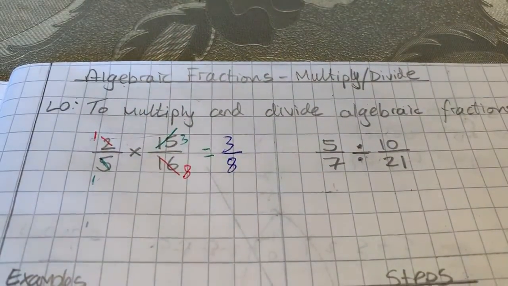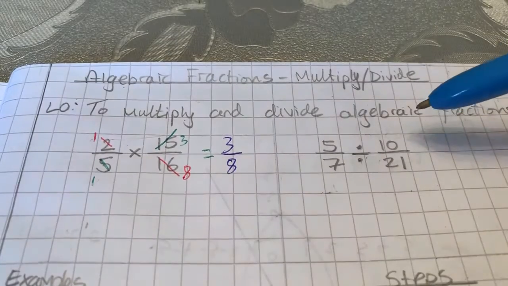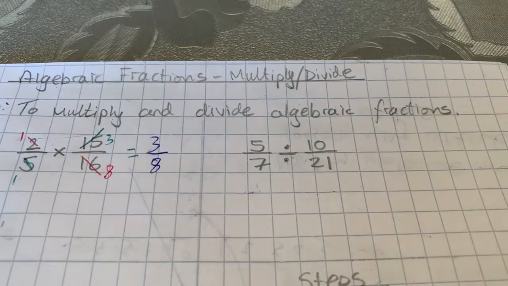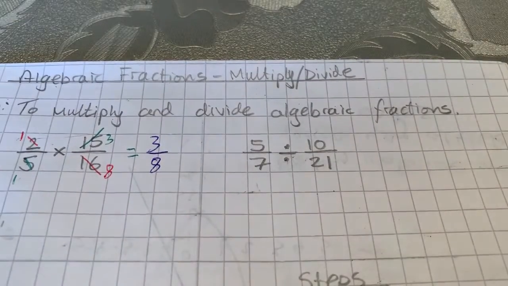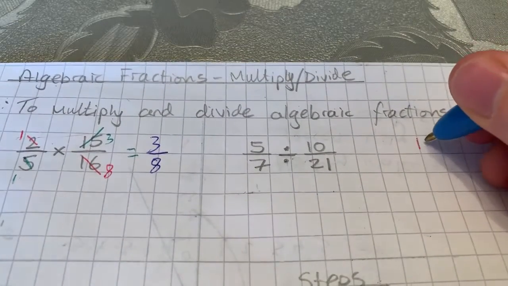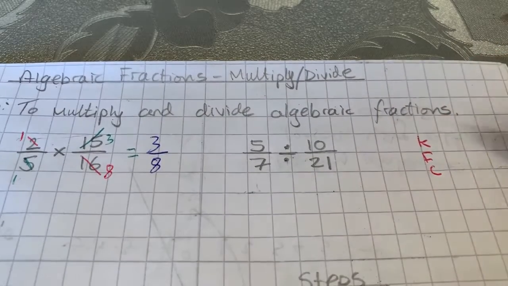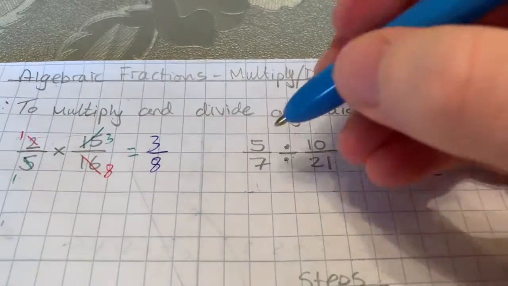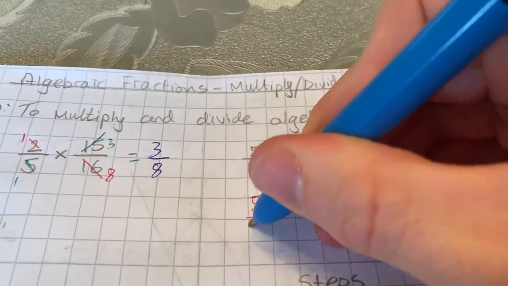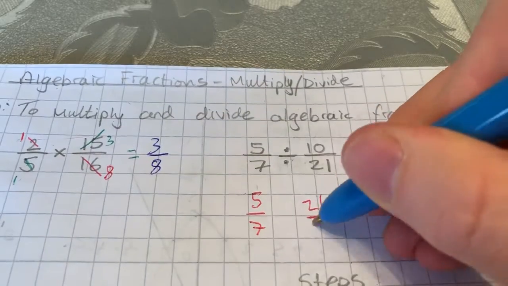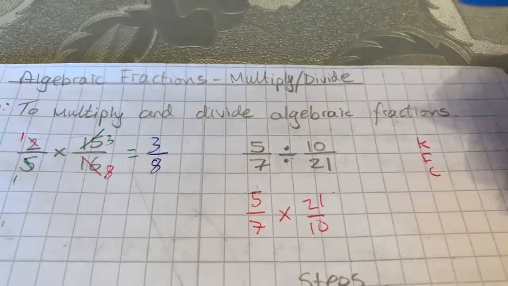All right, and then if we look at this side here, this is a division question this time. Similar thing, but you've got to remember your rules of division. It's one of my favourite rules in maths, KFC: keep, flip, change. So you keep that first fraction the same, 5/7. Flip the second one, 21/10, and change the sign to multiply.